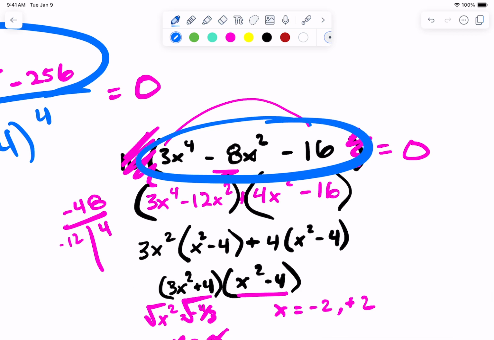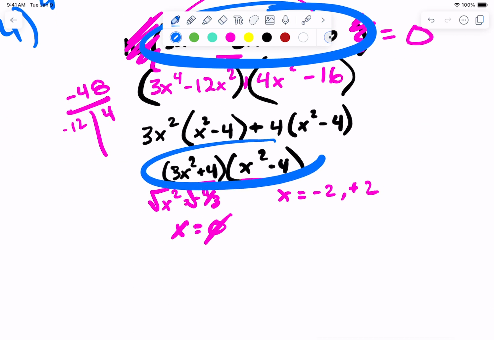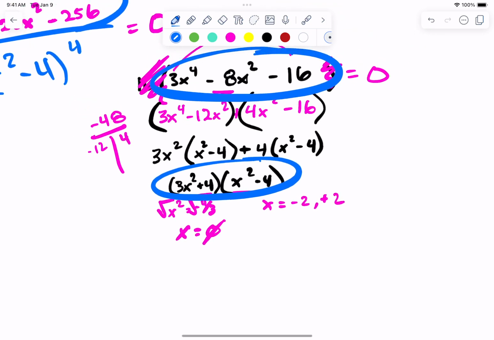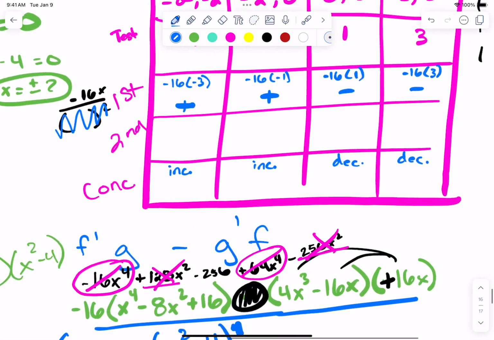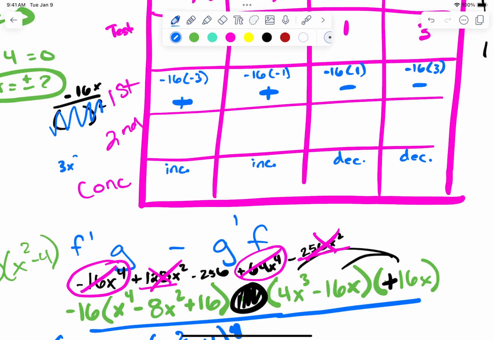So can we get away with just doing this one? Sure. 3x squared plus 4 and x squared minus 4? Okay. So, wait, even if we're just doing 3x squared plus 4 and x squared minus 4, that's my second derivative broken completely down, right? Yeah. It's just factored.